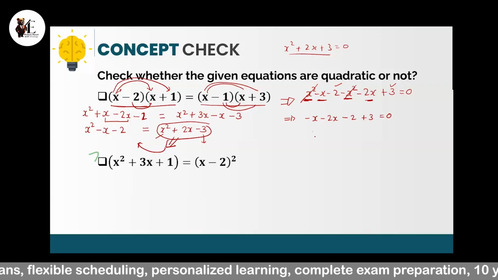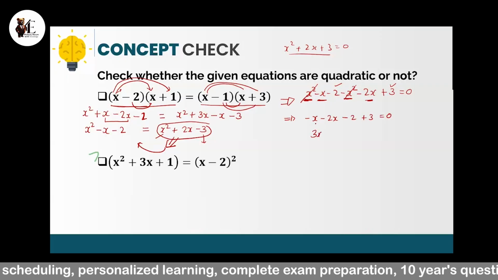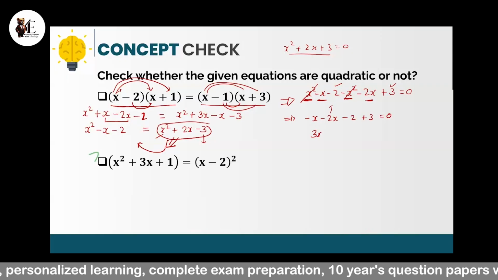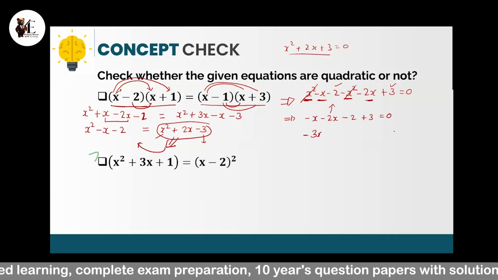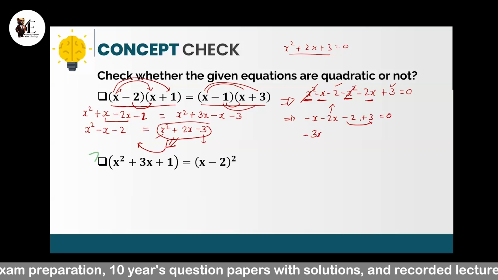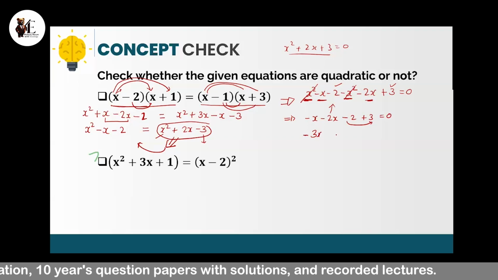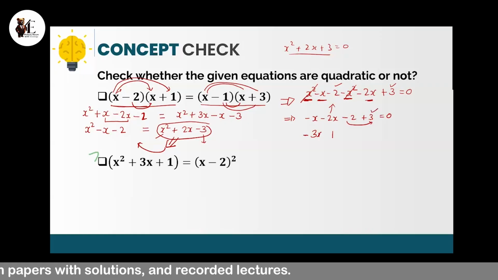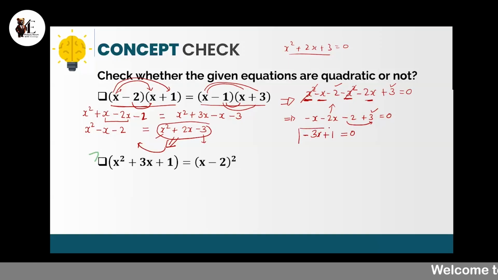So 2x plus x will be 3x, and the sign will be of the greater number. So this is the greater term. It has a negative sign, so we'll have the negative sign. And in the last two terms, minus plus minus, so 3 minus 2 will be 1. And the sign will be of the greater number. 3 is greater between 2 and 3. It has a positive sign, so I will place a positive sign here. So minus 3x plus 1 is equal to 0. That is the simplified form of this expression.